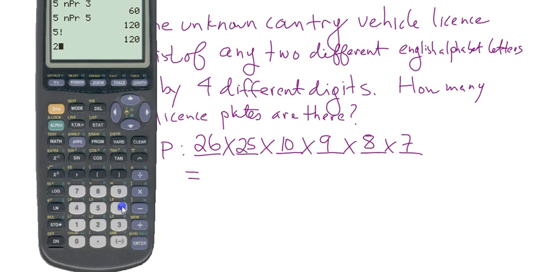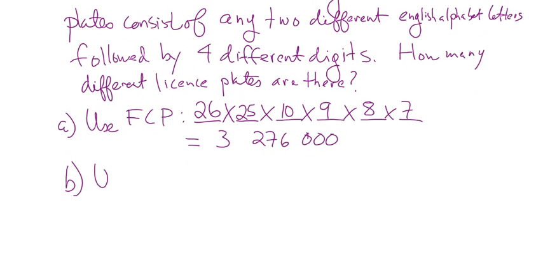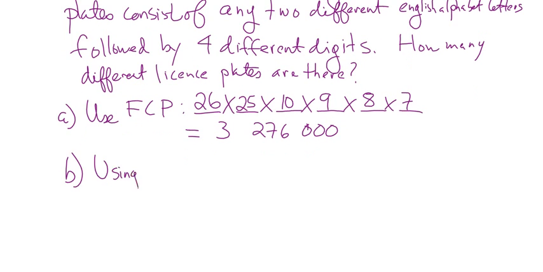That's equal to 26 times 25 times 10 times 9 times 8 times 7, which is 3,276,000. So we could have done this with just the fundamental counting principle. Now let's use permutations.